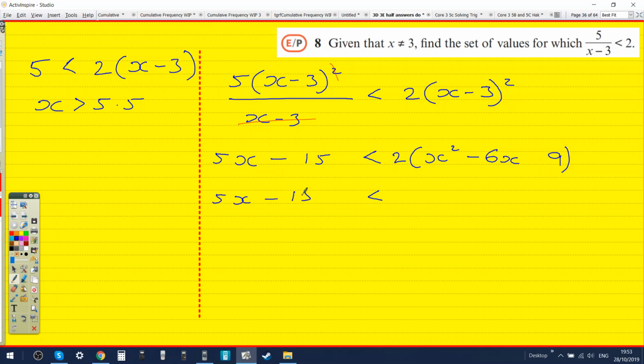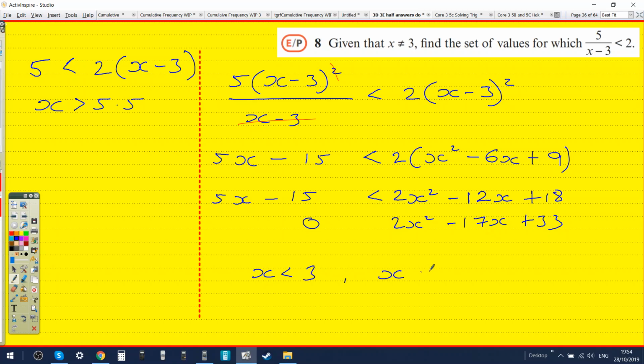So then do I need to do 0 is smaller than 2x squared minus 17x plus 33? How did you get? Yep. And so will that then be x is smaller than 3 and x is greater than 11 over 2?